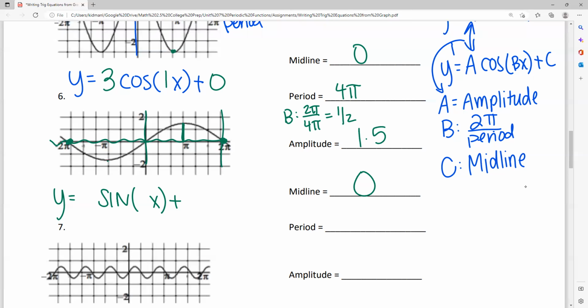So then we can come in here and fill in our numbers. So our amplitude goes between our y equals and our sine. So we're gonna get 1.5 times sine of b. So I'm not gonna write 4 pi, but I'm gonna write 1/2 plus our midline at 0.